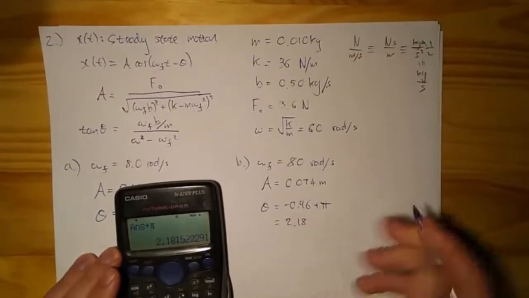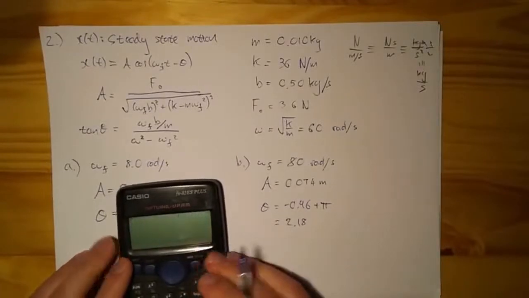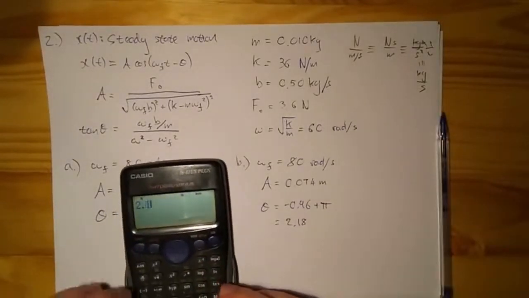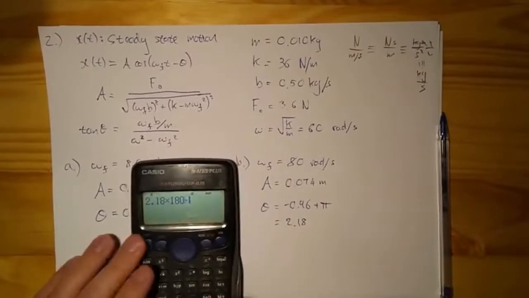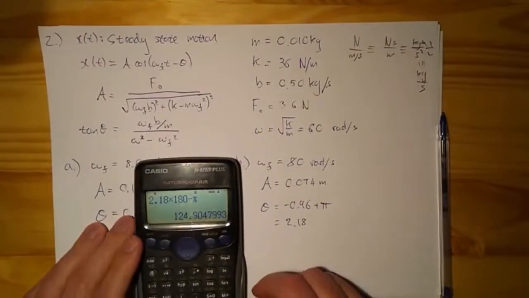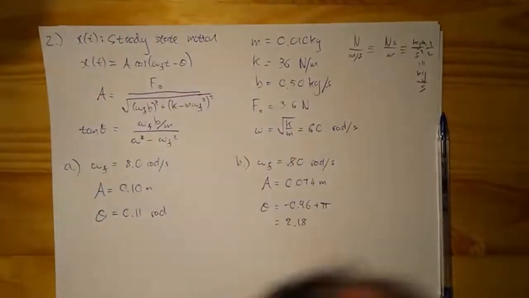So 2.18. Good. Now if you want to see what these angles are, of course that's easy to check. So this one multiplied by 180 divided by pi. Yeah, so about 125 degrees. Okay, anyway, so that's it for question 2.